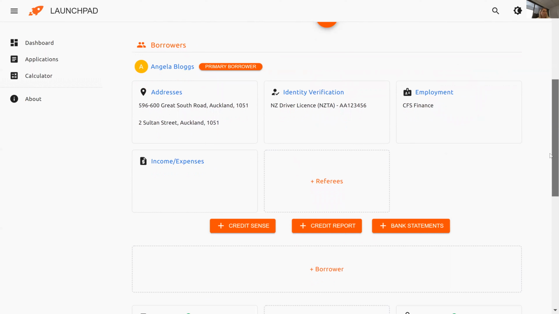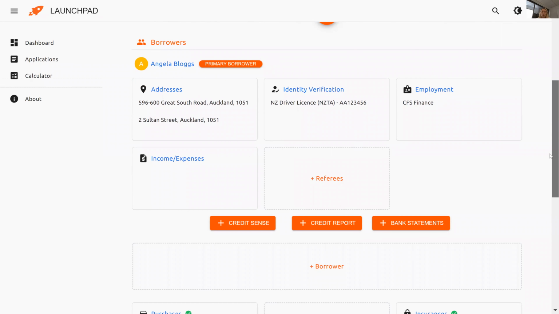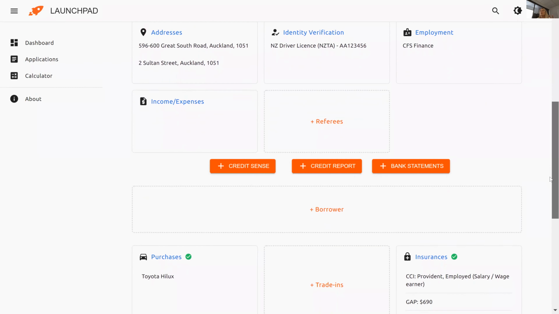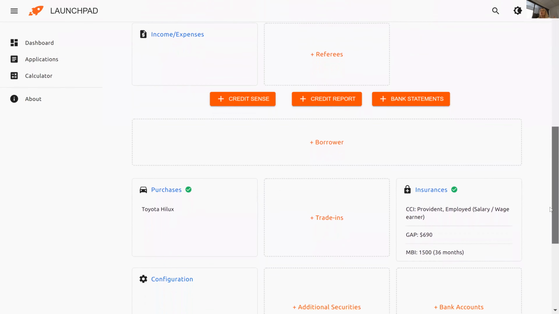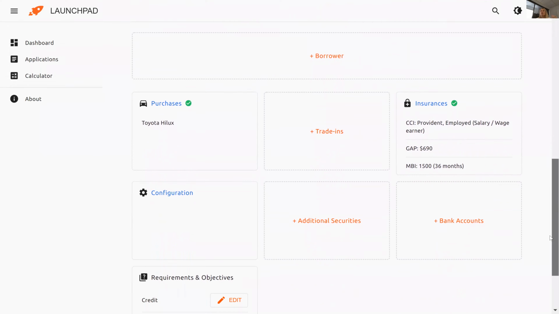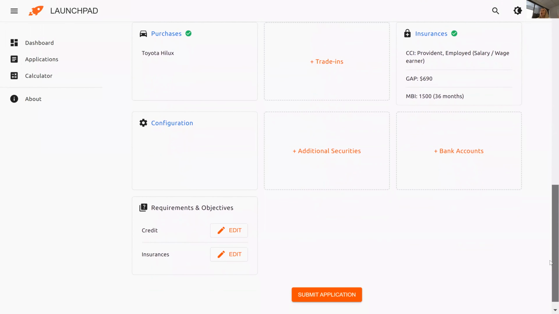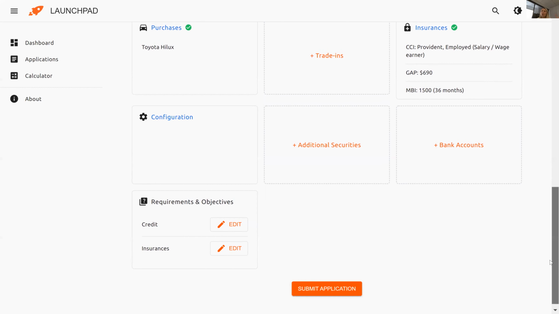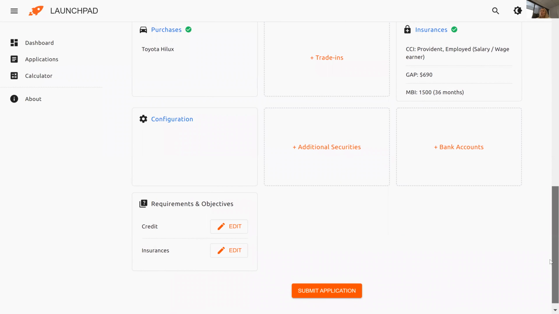So once we go launch or continue to dashboard, it takes us to the latest application you've just submitted. So you've got a bit of a brief on the address and everything there. Scroll down, you can see the purchase is a Hilux, some insurances there that you've obviously disclosed with the customer and they want them. We've got no additional securities.